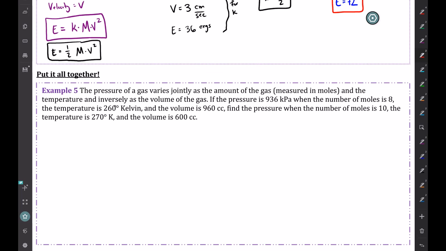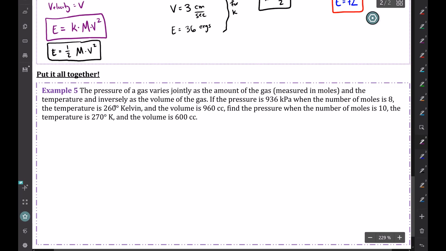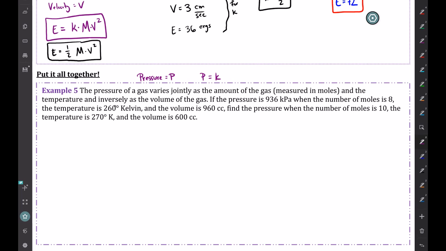So it says the pressure of a gas varies jointly as the amount of gas measured in moles and the temperature, and inversely as the volume of the gas. So you have to parse this sentence. We have pressure of gas, we'll call it P, varies jointly, so we're going to have P equals K times some product, as the amount of gas measured in moles. So the amount of mass we're measuring, maybe we'll let G be the amount of gas.